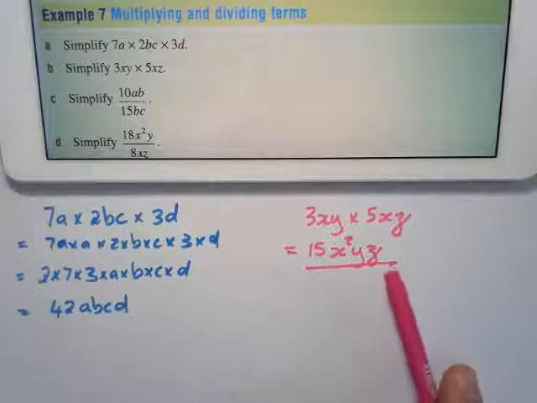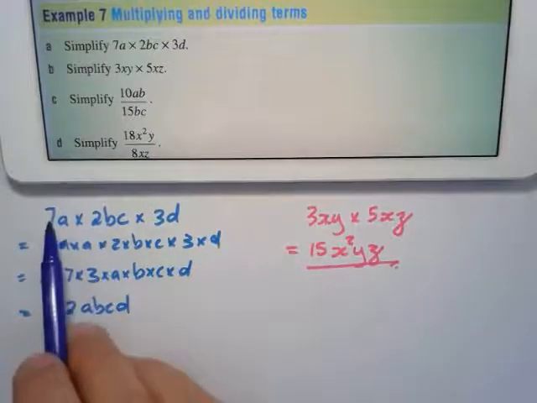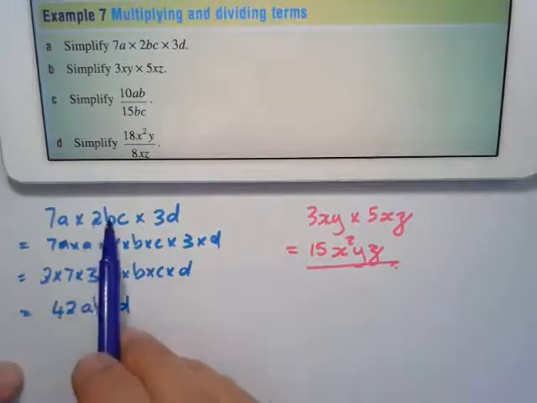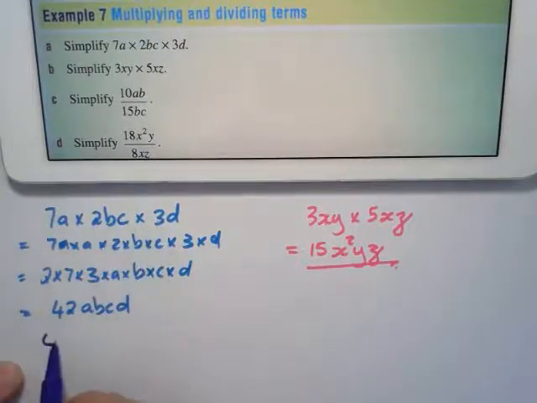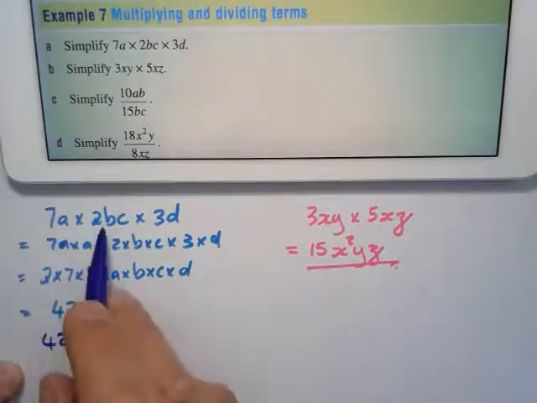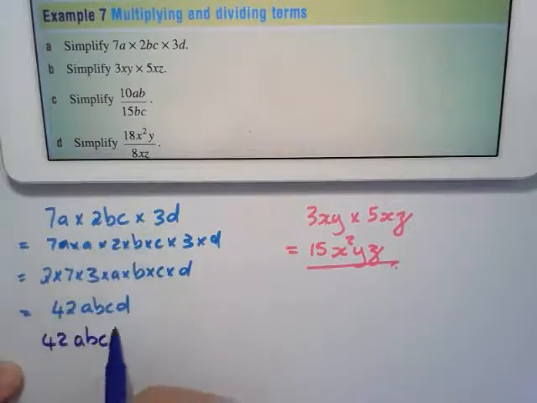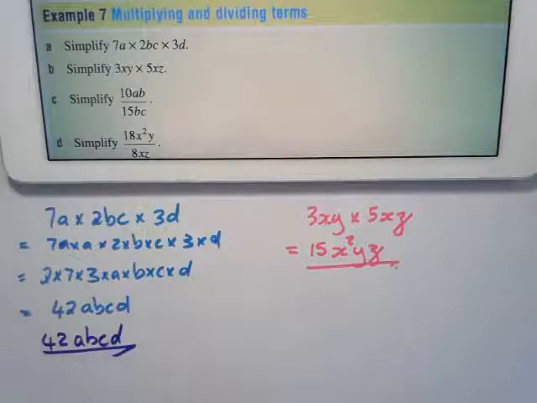Okay, that's the only working you have to do. So just quickly coming back to this one. If you had to do this from the start, I will say 7 times 2 is 14, times 3 is 42. a times b, there's only one b. Times c, there's only one c. Times d, there's only one d. Exactly the same answer, one step.